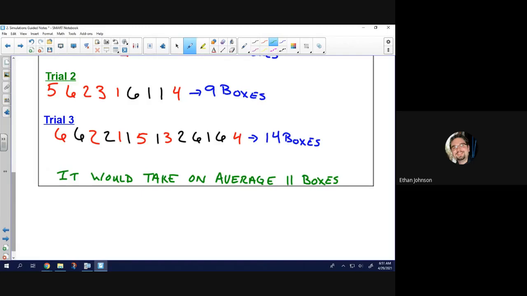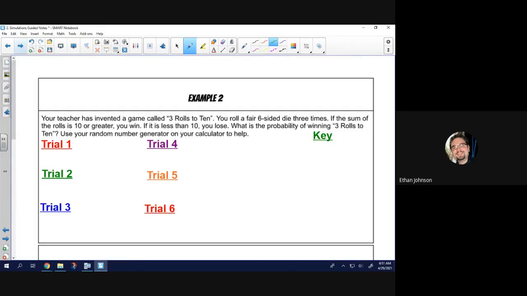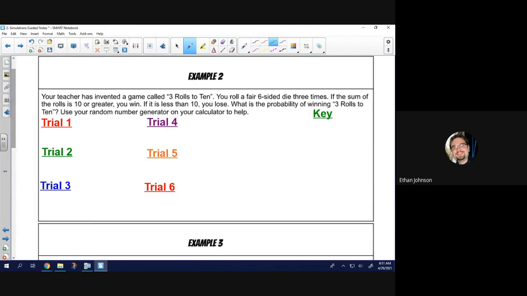Okay, let's look at example 2. Example 2 says your teacher has invented a game called 3 Rolls to 10. You roll a fair 6-sided die 3 times. If the sum of the rolls is 10 or greater, you win. If the sum is less than 10, you lose. What is the probability of winning 3 Rolls to 10? Use your random number generator on your calculator to help.